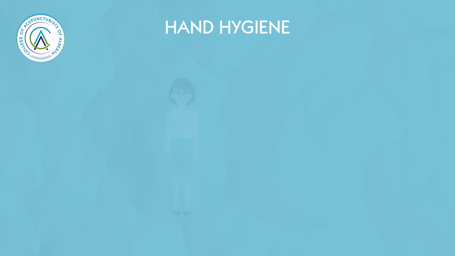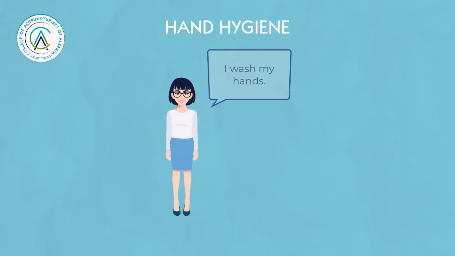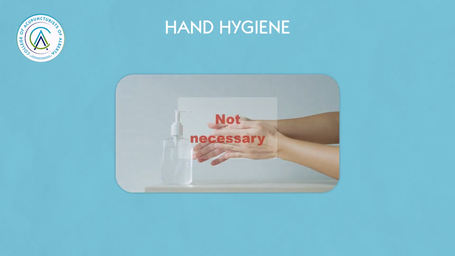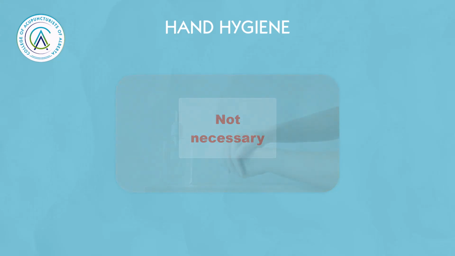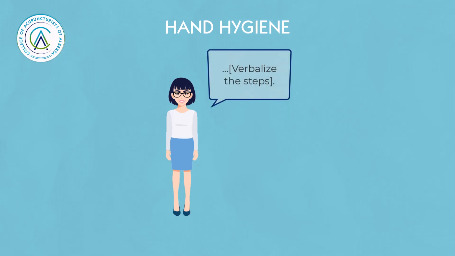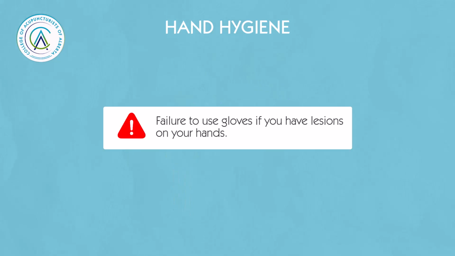During the exam, candidates must verbalize every instance of hand sanitizing when necessary. Physically performing the hand sanitizing step is not necessary. Simply state, "I wash my hands." If you have any lesions present on your hand, it is not necessary to wear gloves, but you must state, "I will use gloves." Be sure to verbalize and clearly explain the appropriate steps for hand sanitizing when wearing gloves. It is considered a critical error if you fail to demonstrate glove use when your hands show lesions.